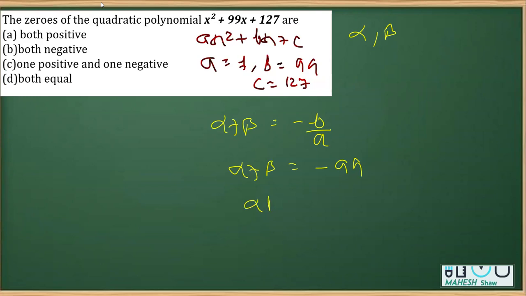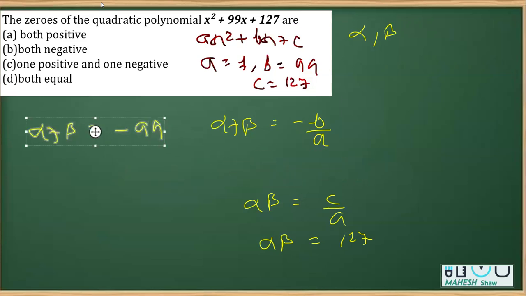And similarly, if I get the product of the zeros, it is c over a. And the product of the zeros, if you look into this, it's 127 over 1. So now you can see that here the sum of the zeros and the product of the zeros both are compared.